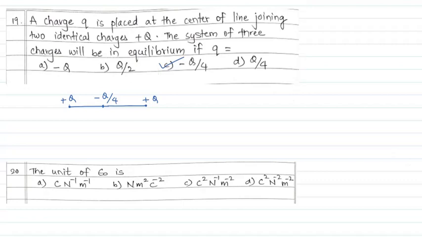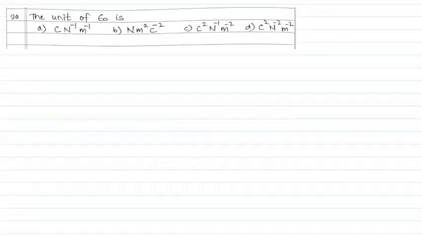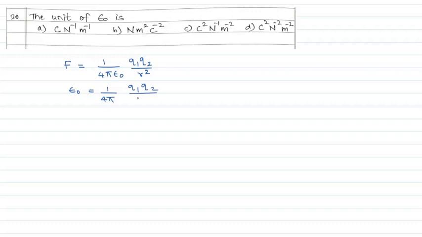Lastly, you are required to write the SI unit of epsilon naught. So you take a formula which contains epsilon naught. Here we are taking Coulomb's law. F is equal to 1 by 4 pi epsilon naught Q1 into Q2 divided by R square. So epsilon naught is equal to 1 by 4 pi, it is a constant, Q1 into Q2 by F into R square.